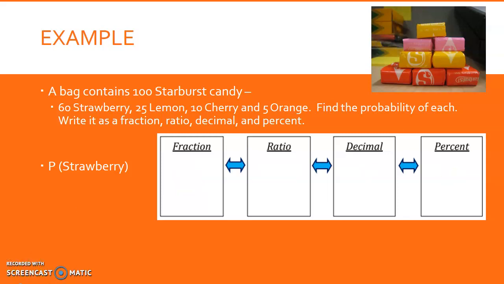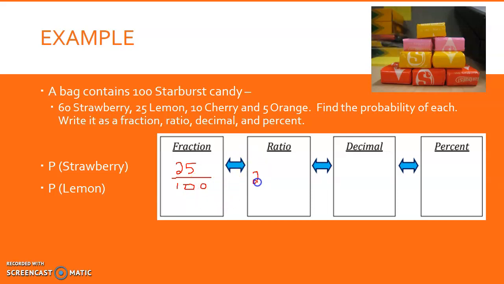Okay, let's take a look at another one. How about the probability of pulling out a lemon? Go ahead and pause here for a minute and see if you can do that one. Okay, if we look at lemon, we can see that we have 25 lemon in the bag, so 25 favorable outcomes out of 100 possible outcomes.